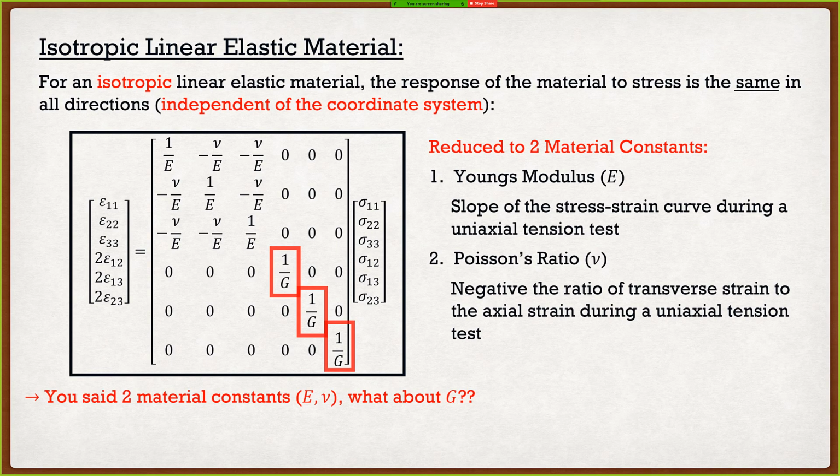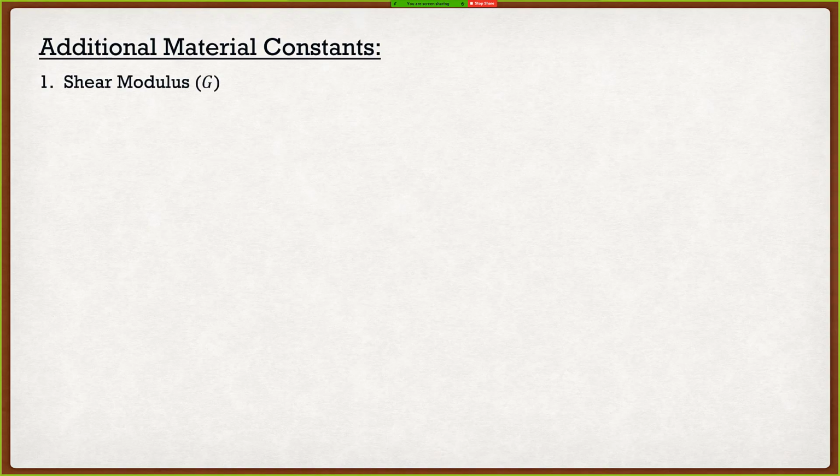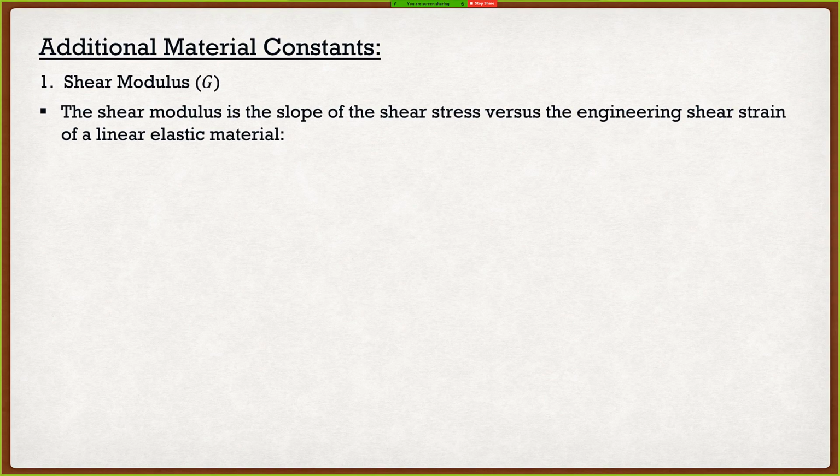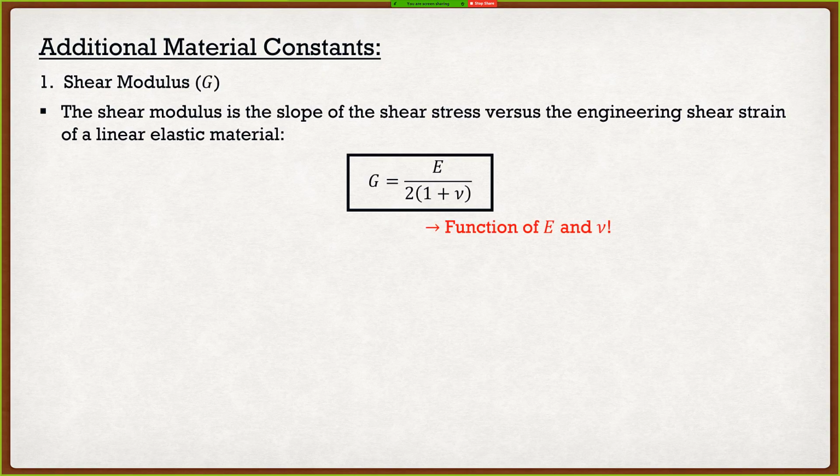Well, what exactly is G? Well, G is called the shear modulus, and the shear modulus is the slope of the shear stress versus the engineering strain of a linear elastic material. Now, I know that that means nothing to you guys right now, but what it basically means is this. G is equal to E divided by 2 multiplied by 1 plus nu. So even though it appears as a separate coefficient in our compliance matrix, it's actually just a function of E and nu. So if we know E and nu, we can calculate G, we're good to go. Hence, for an isotropic material, we only have those two constants.